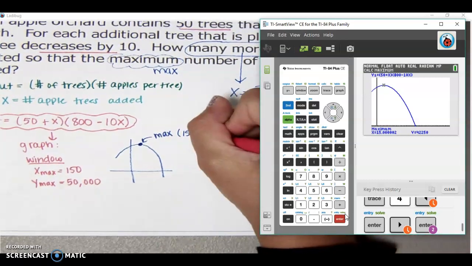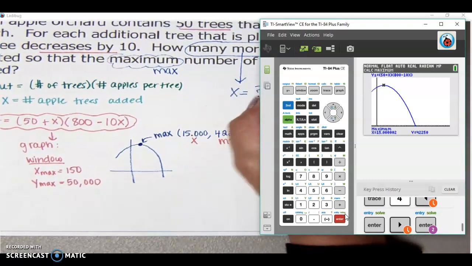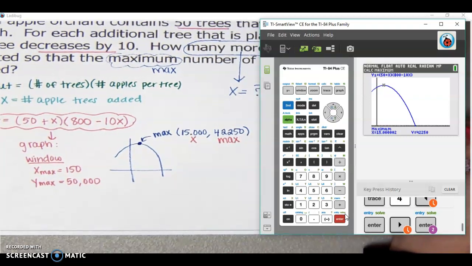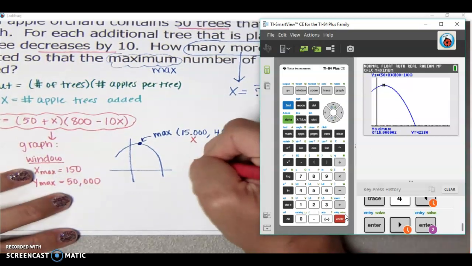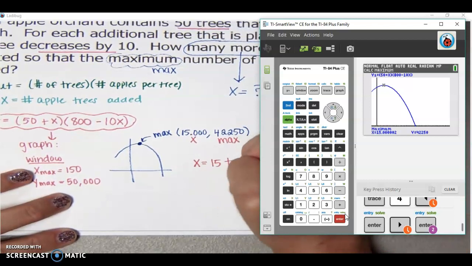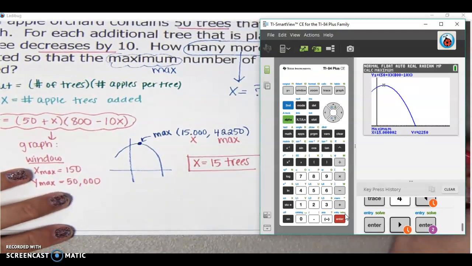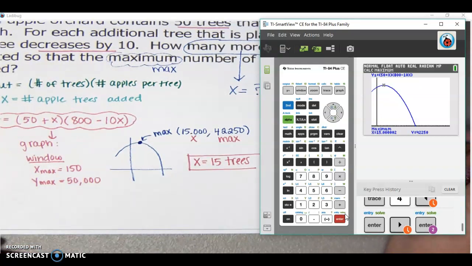Okay, so what does that max mean? This max, this is the x value, and then this 42,250 is the actual max. What did this question ask for? How many more trees, and remember we said more trees was x, should be planted so that the maximum number of apples is produced. So we didn't want the max, we wanted the x. So the x value here is 15 trees. So we should plant 15 more trees in order for us to produce the most amount of apples there.